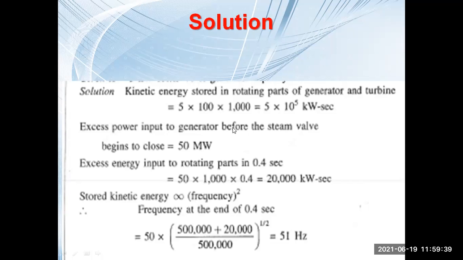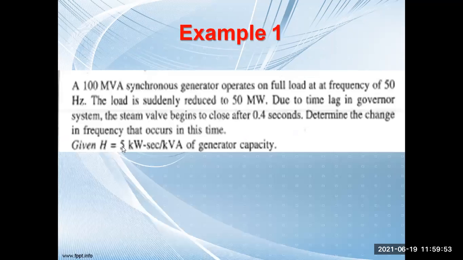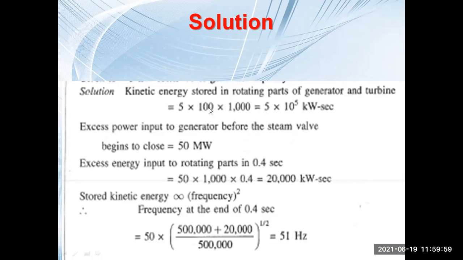Now you see the kinetic energy stored in the generator rotor. What will be the kinetic energy? That is basically H into PR. What is H? H here is given as 5 kilowatt second per kVA. PR is 100 MVA, so we are converting it to kVA. This is the kinetic energy stored in the machine. This point is clear.